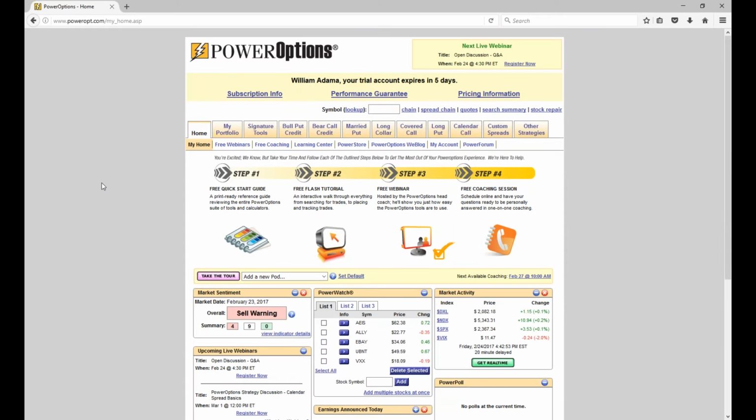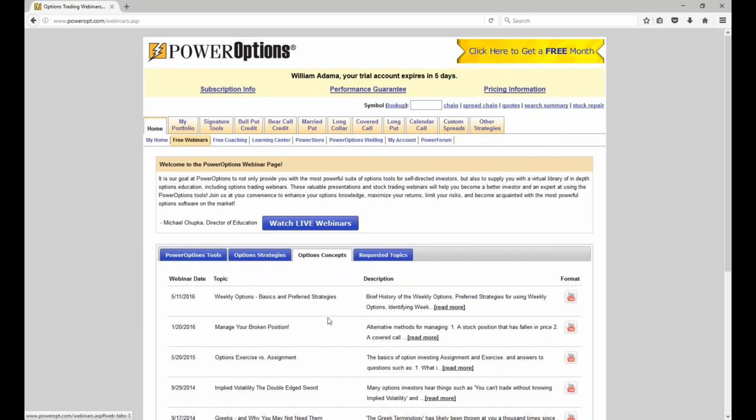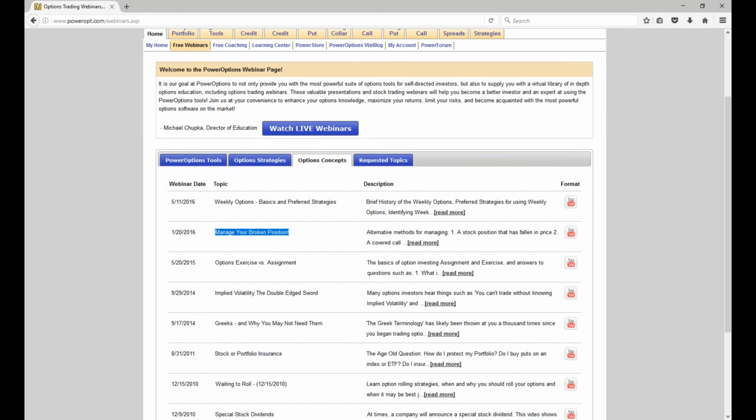If you think NVIDIA is going to move down, you may just want to buy a put and close out of the stock and see if the put profit that you make counters some of the loss that you took on the stock position initially. But again, that'll be discussed in that webinar. So it's in free webinars, the options concept tab, manage your broken position.